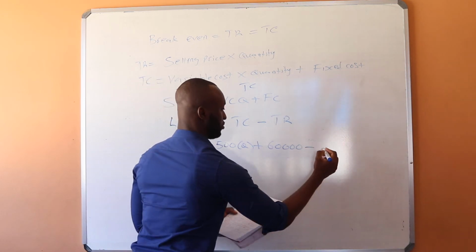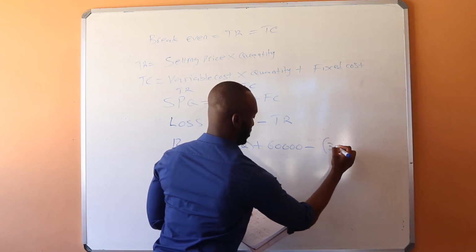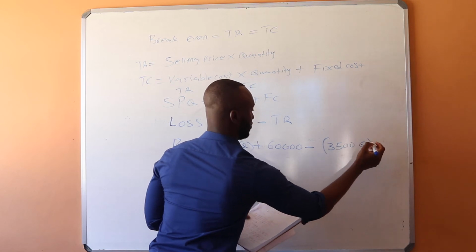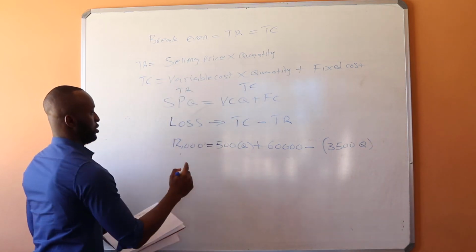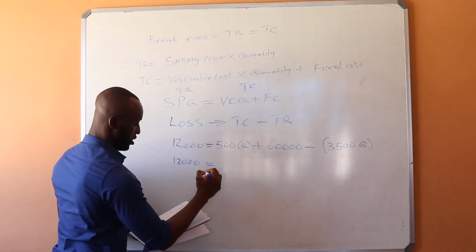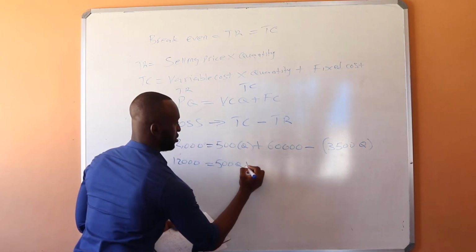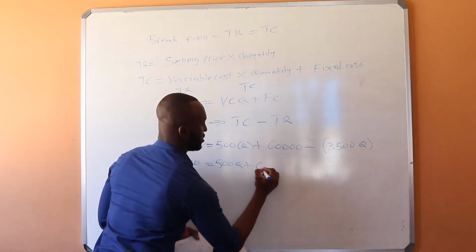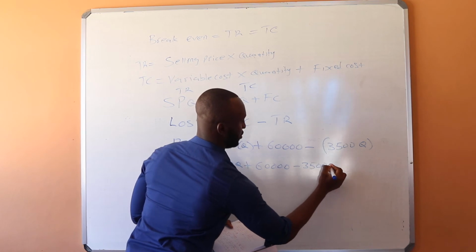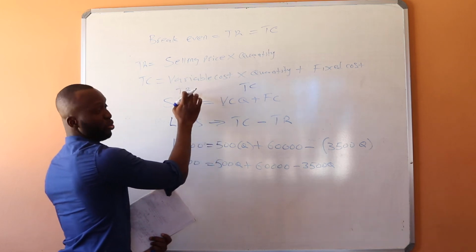Minus revenue. Remember, revenue is into bracket 3,500 multiplied by the quantity. So what you're going to have here is the loss, which is 12,000, is equal to 500 cubed plus 60,000 minus 3,500 cubed. Remember, this 3,500 cubed is the total revenue, okay?